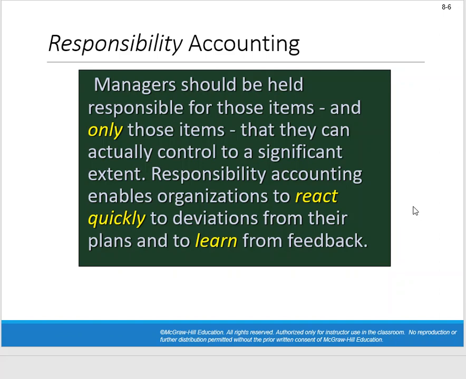Or maybe we just need to tighten up controls a little bit. So responsibility accounting can be used in a positive way to fix problems without necessarily having the negative connotation of blaming somebody for doing it wrong. Though people do need to be held accountable.